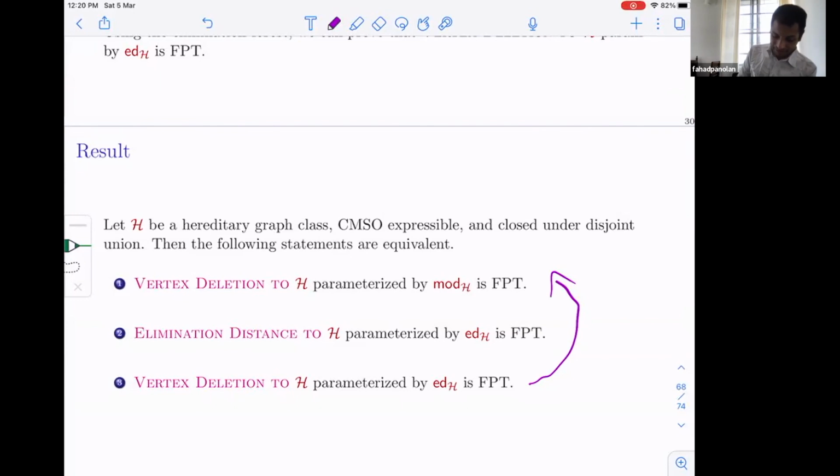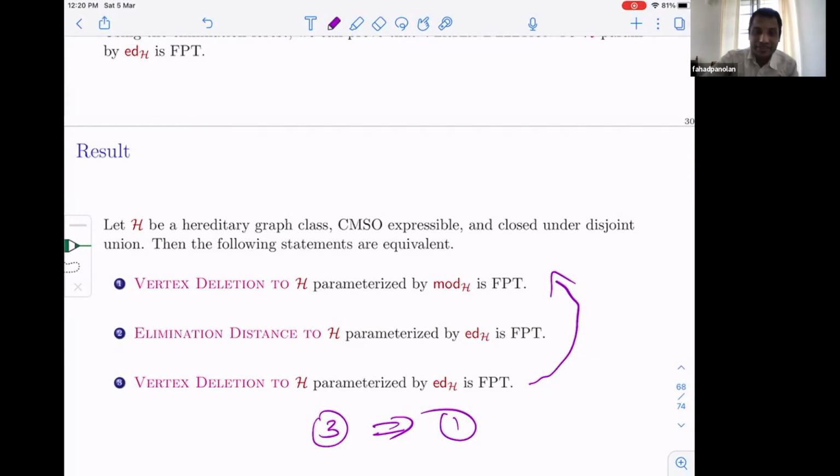3 implies 1. So we proved 2 using 1, and we proved 3 using 2. Now, if they are equivalent, I want 3 implies 1 also. How do I get 3 implies 1?